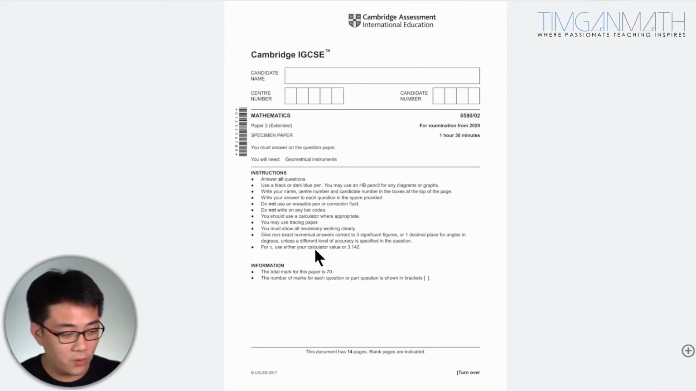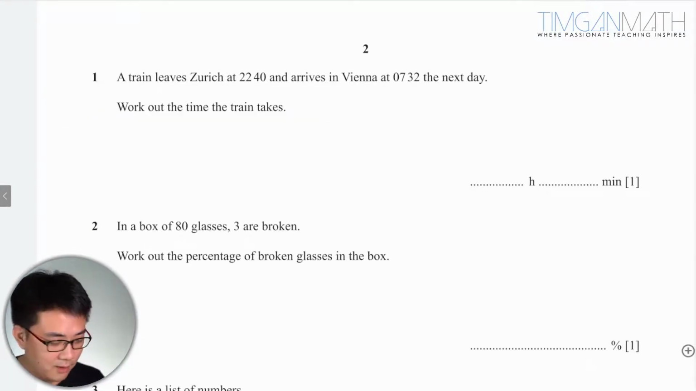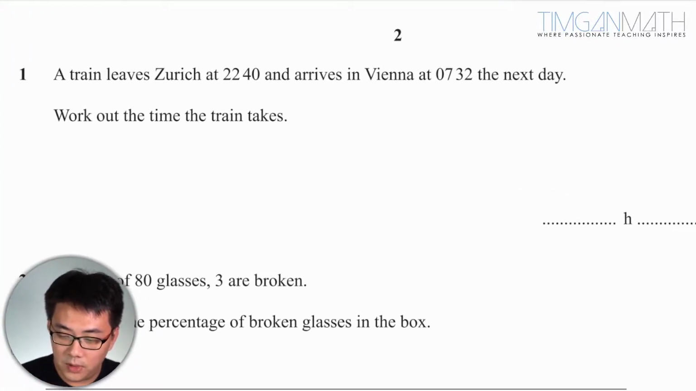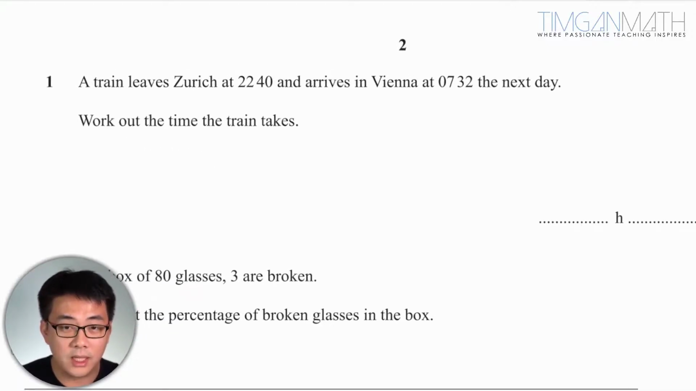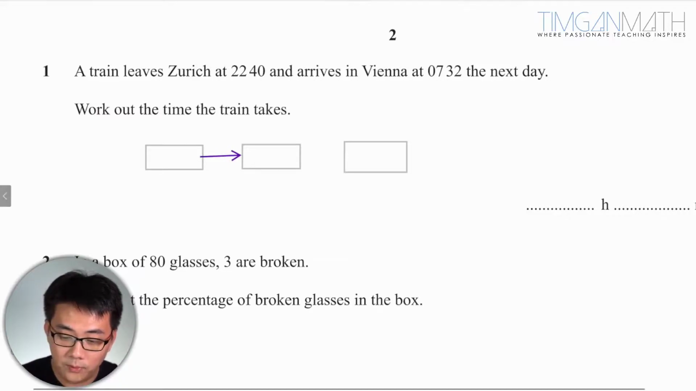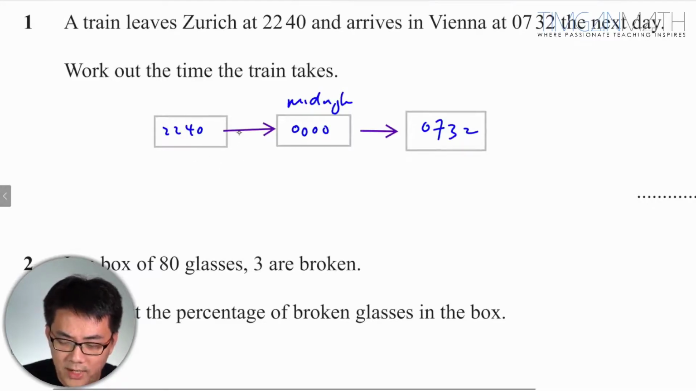Right, let's look at the first question. A train leaves Zurich at 2240 and arrives at Vienna at 0732 the next day. We are asked to work out the time the train takes. The first thing is just to know that there are 2 days here. So from 2240 to 00, this is midnight here, and after which we go to the next day of 7:32 a.m. So what we're going to do is just find the time difference.